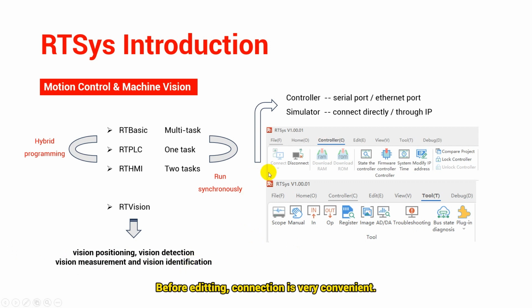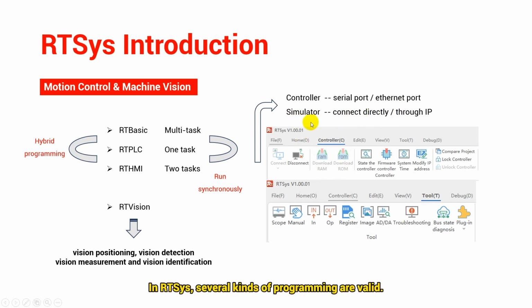Before editing, connection is very convenient. It only needs to use serial port or Ethernet port to connect PC and controller. Then, editing directly in RTSys. When completed, download it into Zmotion controller directly. It can run offline or run on PC simulator.